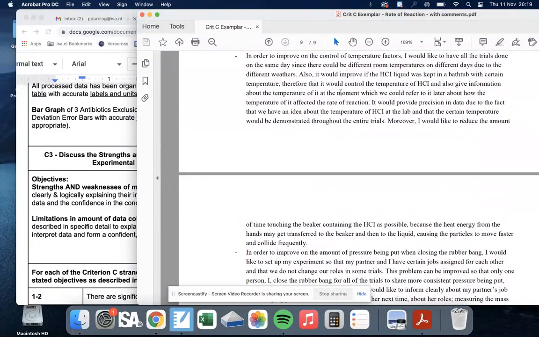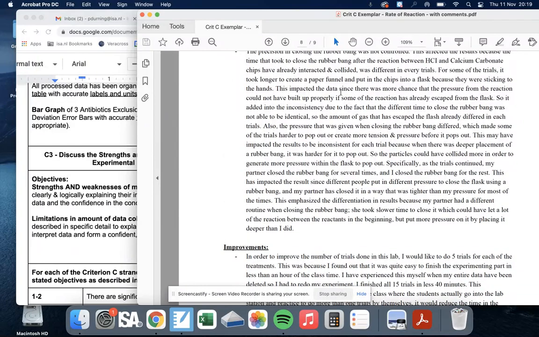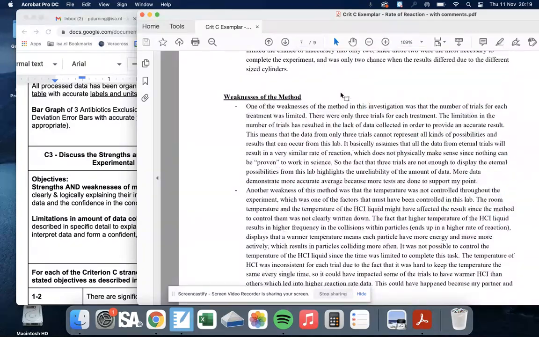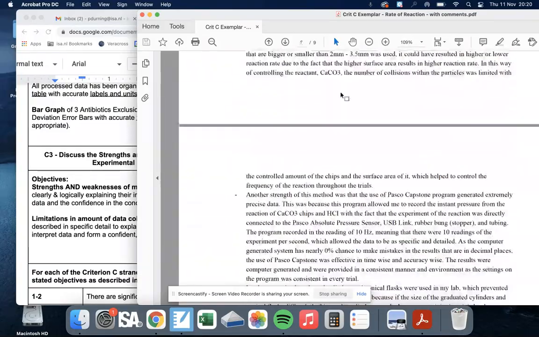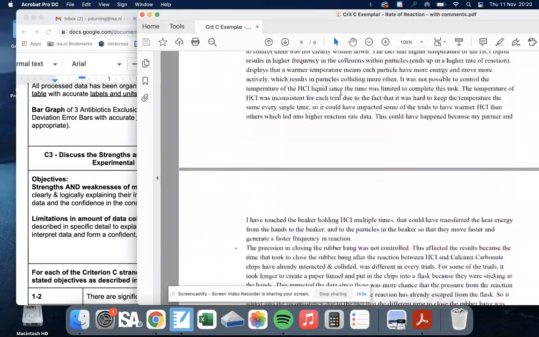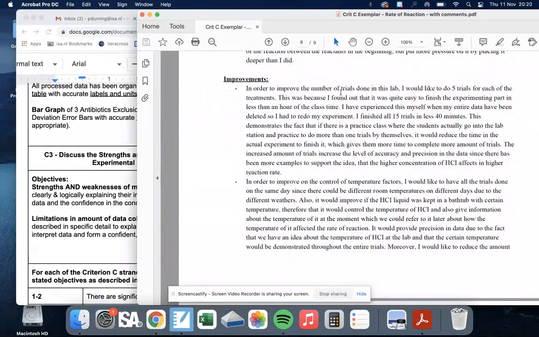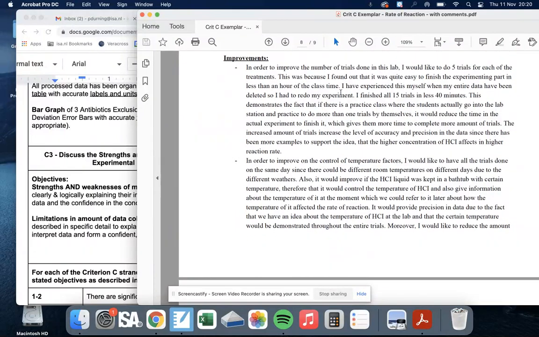So again, overall, they've brought up strengths, they've brought up weaknesses, they've explained them really clearly in detail. They've talked about how they impacted their results. They've talked about data, the amount of data, and they've directly addressed each one of the weaknesses clearly with a lot of detail.